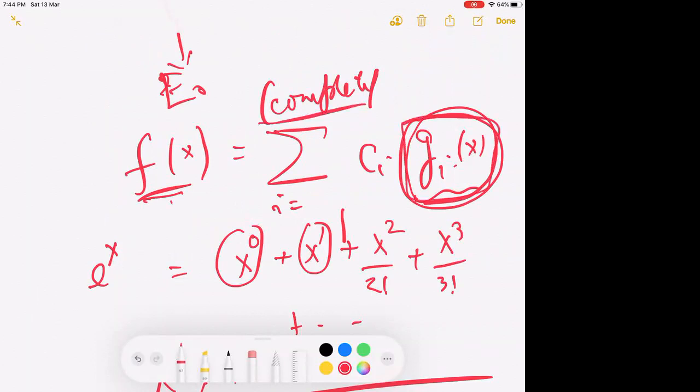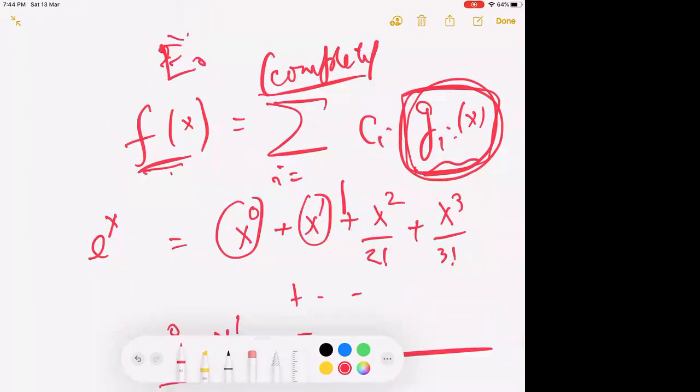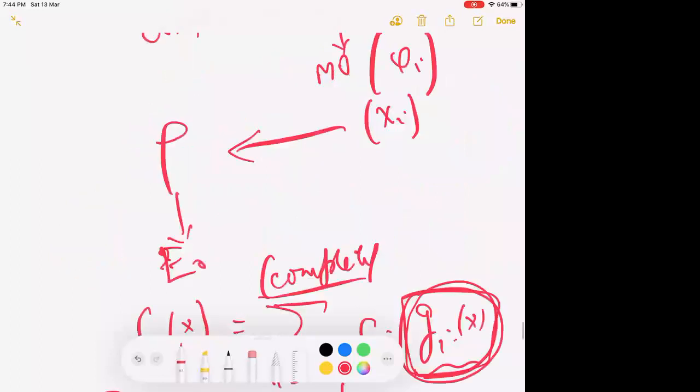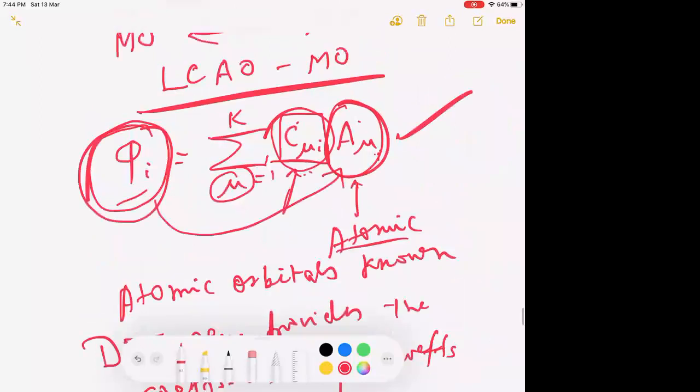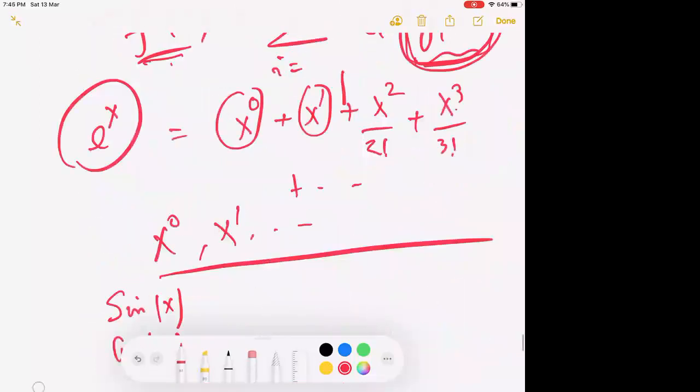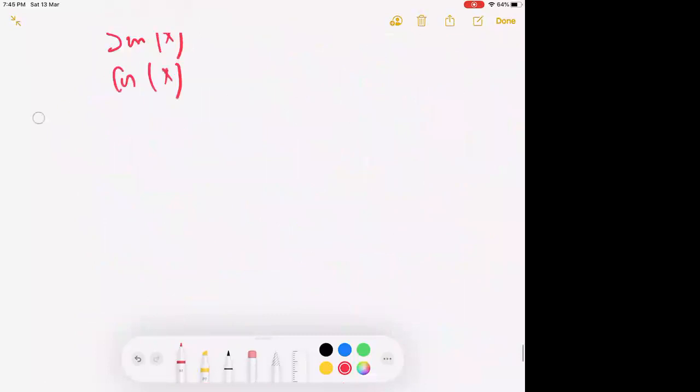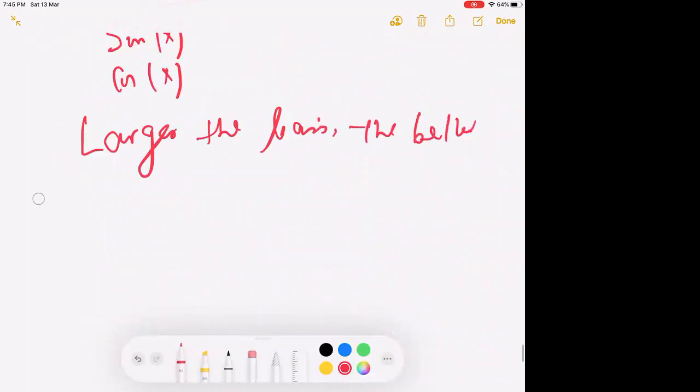What is complete? It's usually an infinite number. Like here, what is complete? Up to x to the power infinity. If you look at exponential x, it has infinite terms. So of course, I'm not suggesting that K has to be infinity, but K has to be large. And hence the question: the larger the basis set, and now you will understand why we always say this, the larger the basis, the better it is. That means you are doing a better calculation.